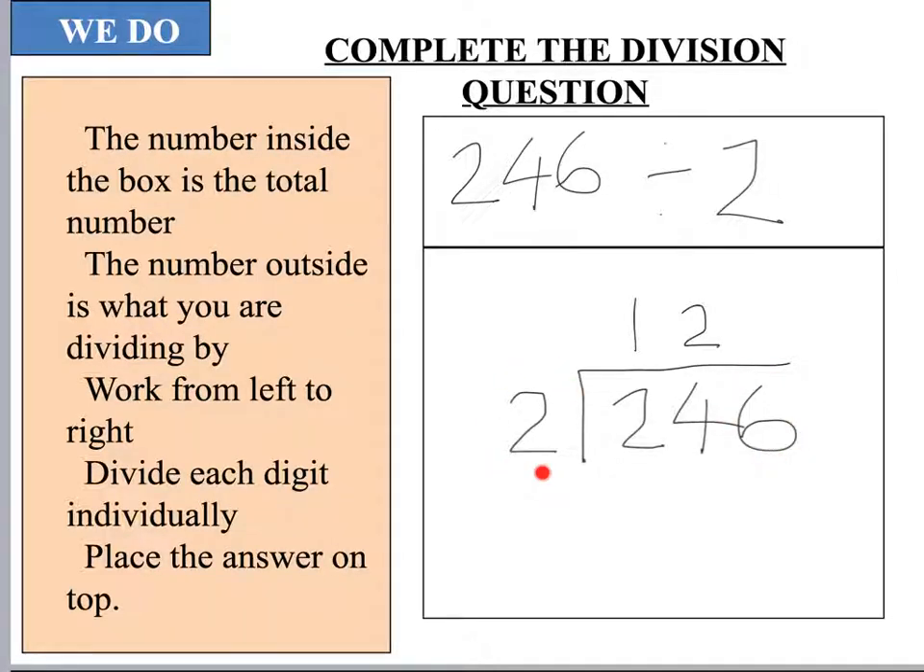6 divided by 2, you should have got the answer 3, and it goes up top. So we know 246 divided by 2 is 123. All right. Well, perhaps what we should do is work through another question to give you the chance to work through this again.